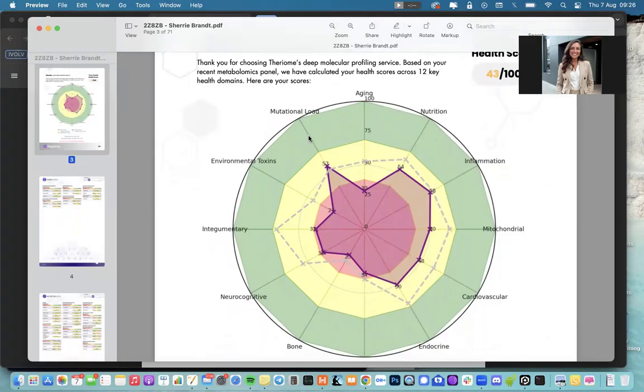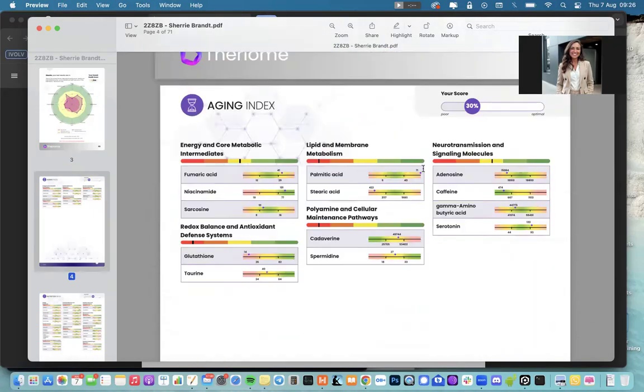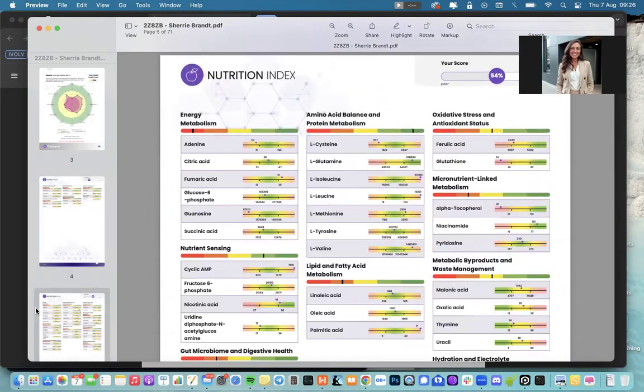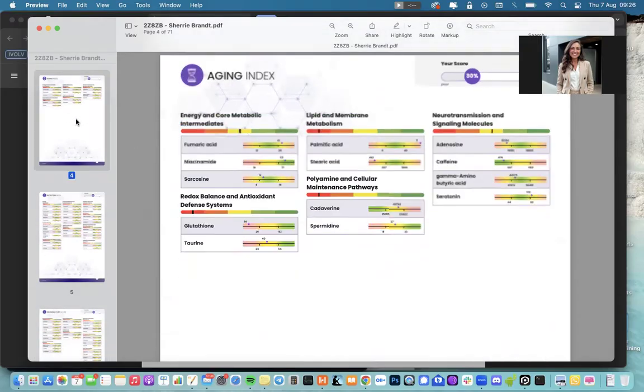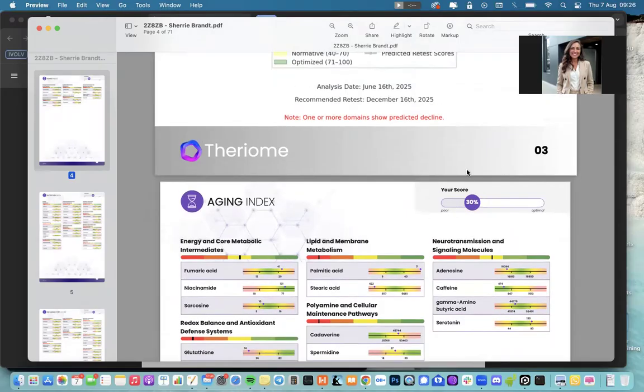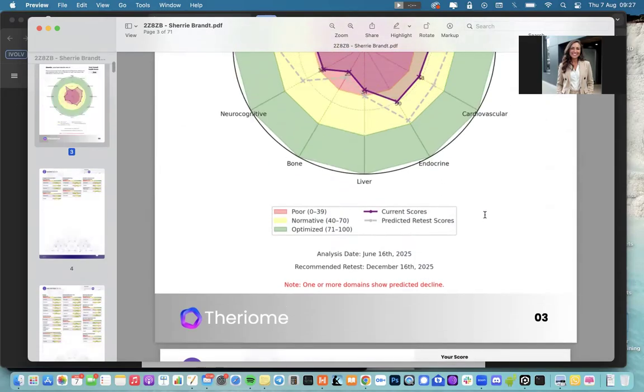So the metabolomics measures almost 70% of your entire metabolism. Everything that happens on a cellular level, we will know about. And then for ease of understanding, we divide the metabolites into 12 different domains. So we have aging index, nutrition, environmental toxin, inflammation, and each section has a score. As you can see here, aging index very low.